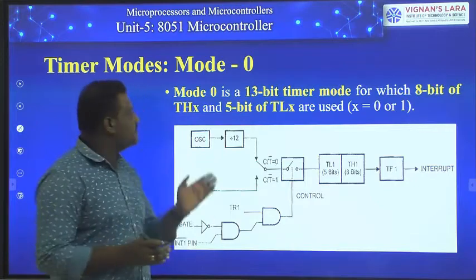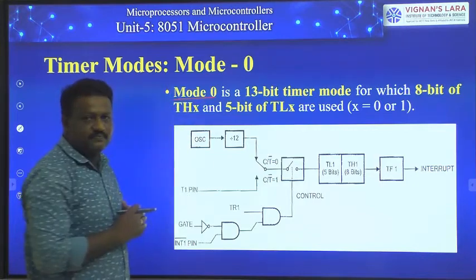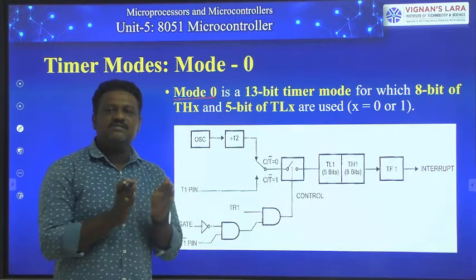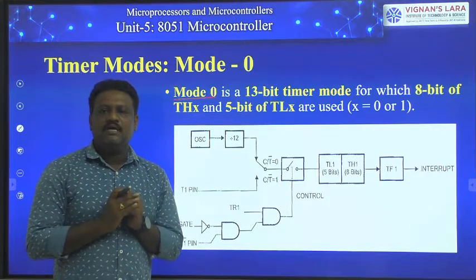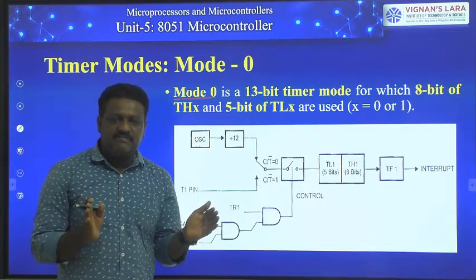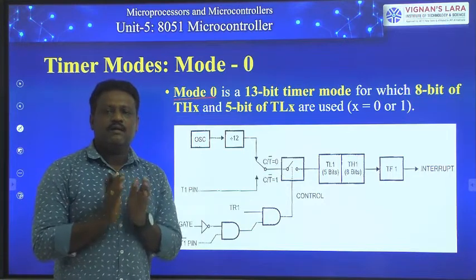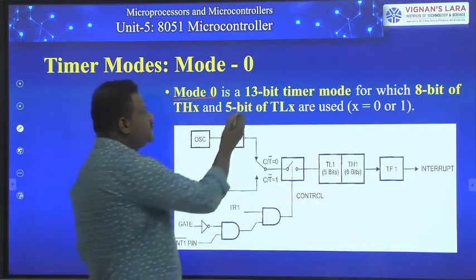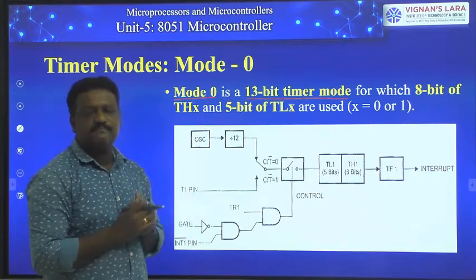I start my discussion with mode 0 operation of a timer. See here, friends, mode 0. Mode 0 operation we can also call the 13-bit timer/counter mode of operation. That means in mode 0, we are not considering the whole 16 bits of the timer. Out of 16 bits, we are only using 13 bits. We are not using 3 bits of the timer. So mode 0 we can call the 13-bit timer/counter mode of operation.